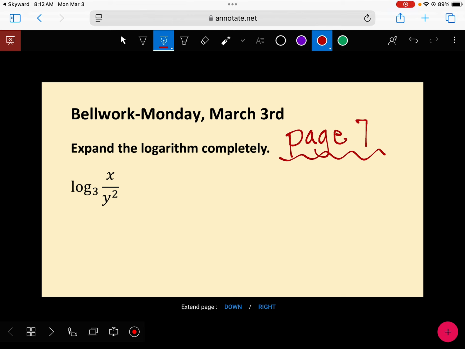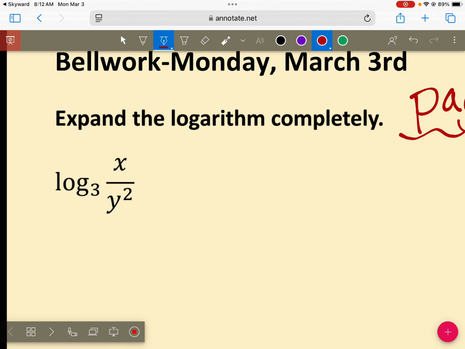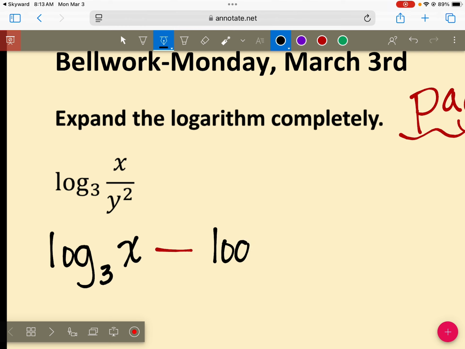Okay. So the very first step is to separate a fraction with what? How do we separate a fraction when we're expanding? Subtraction. So I'm going to break this apart, and it's going to become the log base 3 of x minus log base 3 of y squared. That's the first thing we're going to do, is separate our fraction with subtraction.